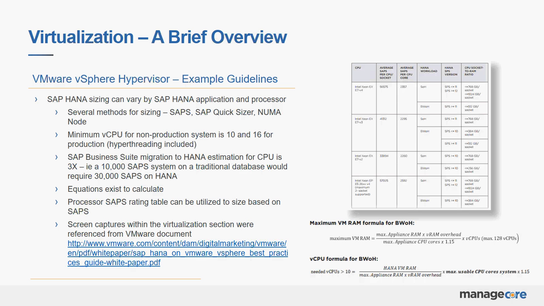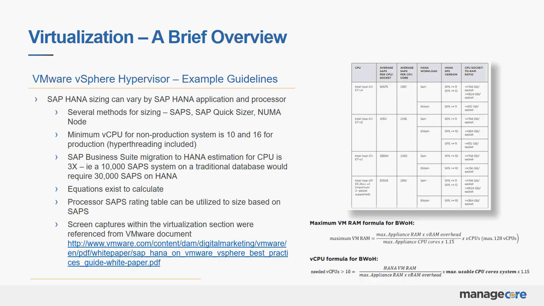Sizing is also a little tricky when it comes to virtualization. You just have to know what you're doing with it. It, again, varies by processor and application. And there are really several methods for sizing, but the main ones are your traditional SAPS ratings, your traditional SAP Quick Sizer, and NUMA node sizing. So minimum vCPU that VMware recommends for non-production is 10 and 16 for production, and that's hyper-threading included.